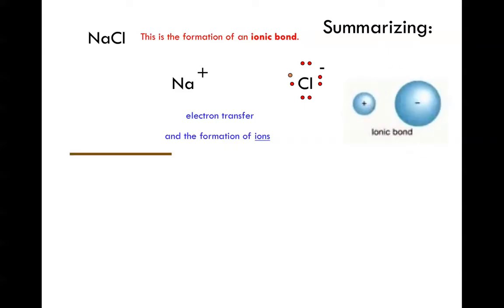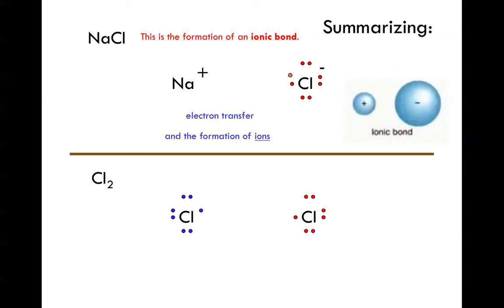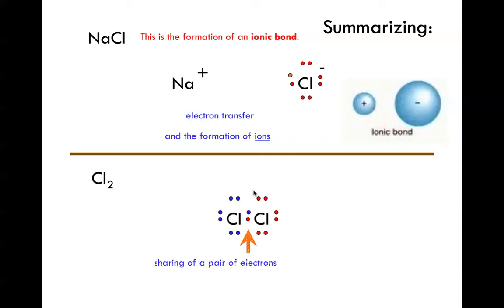So now if we look at chlorine, it still has 7 valence electrons, but as Cl2, they're going to come together and they are going to share these 2 electrons, forming a molecule known as a covalent bond.